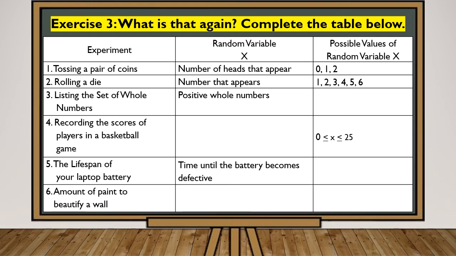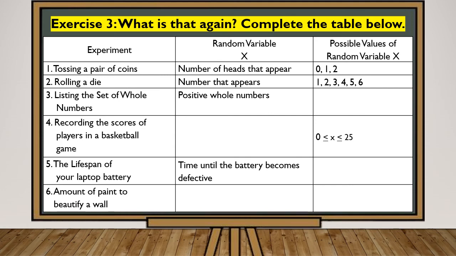We have the tossing example, number 1. Tossing a pair of coins. So you have 2 coins. So the random variable is the number of heads that appear. So the possible values for the random variable, so anong pwede mo makuha when you toss a coin? Pila ang head when you toss two coins.